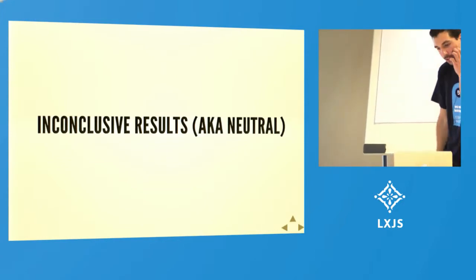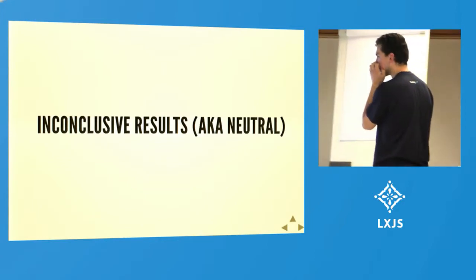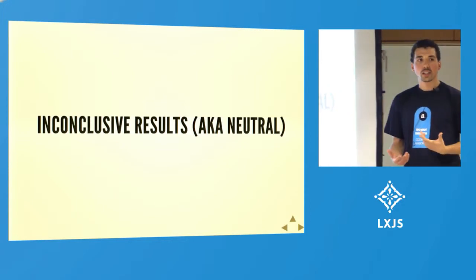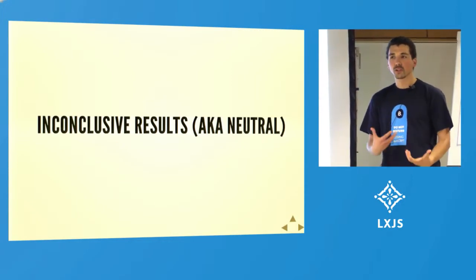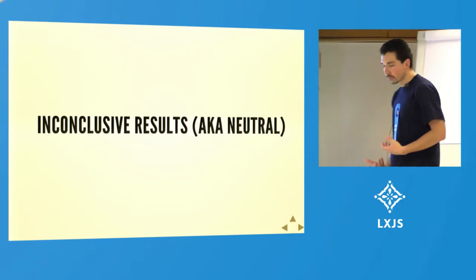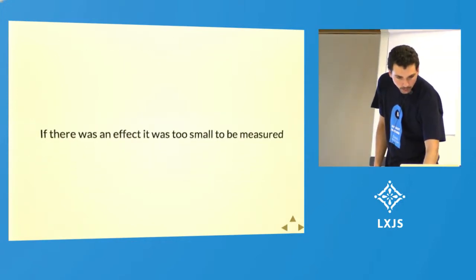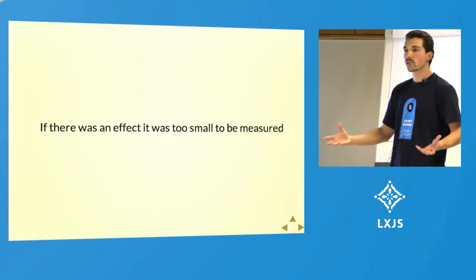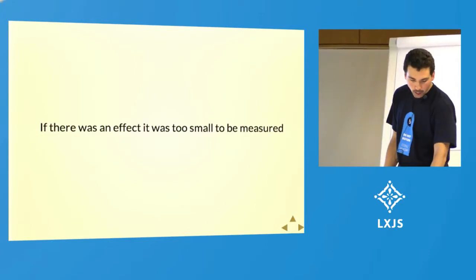When you get neutral or inconclusive results, that's tough to make a decision because you are not sure what the impact is. It might be better, it might be worse, but you don't know. In this case, the effect is too small to be measured. You cannot really see a difference.